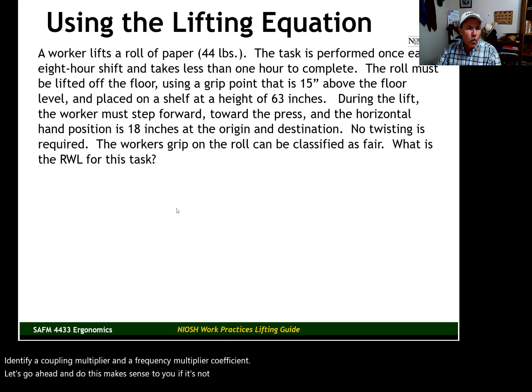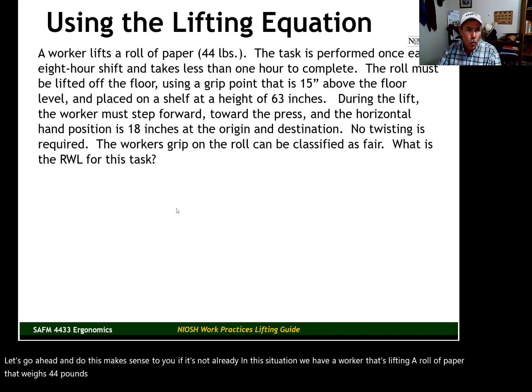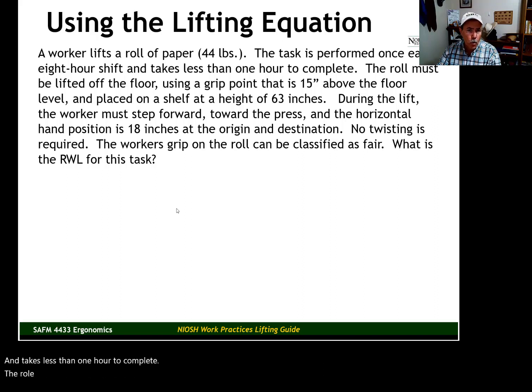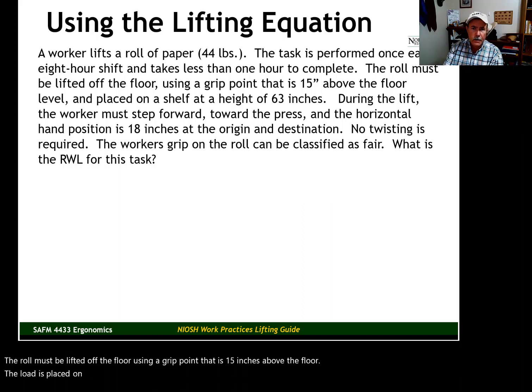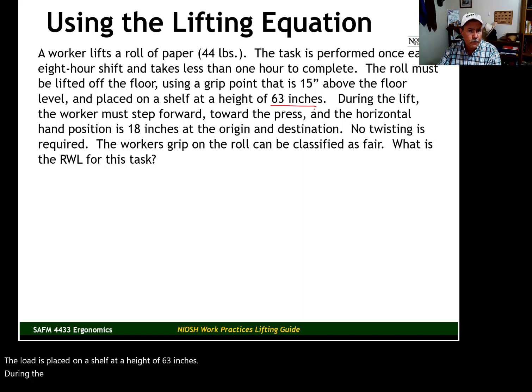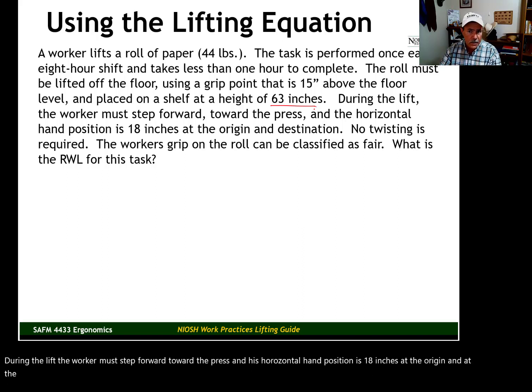Okay, in this situation, we have a worker that's lifting a roll of paper that weighs 44 pounds. The task is performed once each 8-hour shift and takes less than 1 hour to complete. The roll must be lifted off the floor using a grip point that is 15 inches above the floor. The load is placed on a shelf at a height of 63 inches. During the lift, the worker must step forward toward the press, and his horizontal hand position is 18 inches at the origin and at the destination. His hand position stays at 18 inches.